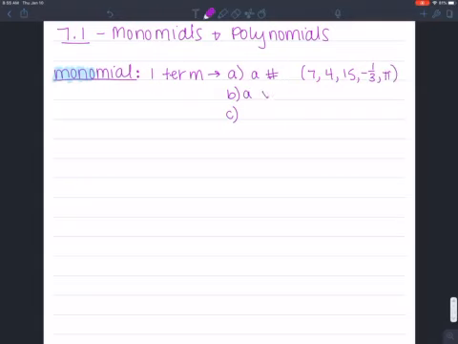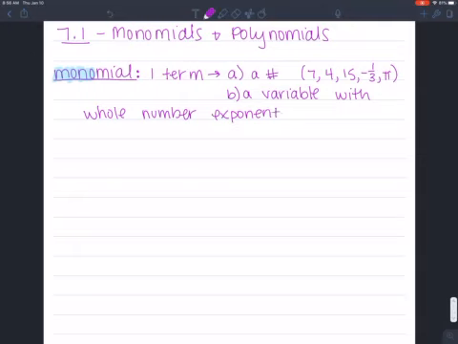It could be a variable. But there's a special rule with the variable. The variable must have whole number exponents. So things that are allowed are x to the first power, y to the second power, k to the fifth power, z to the seventh power.